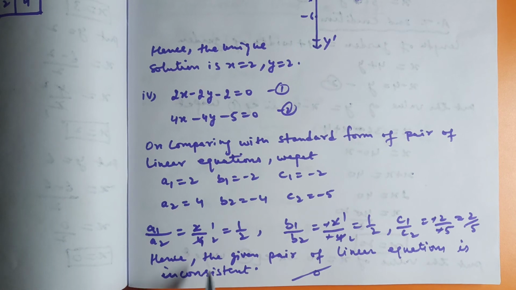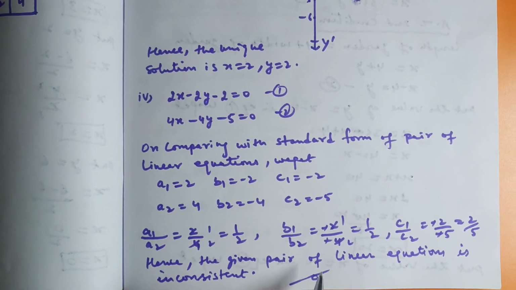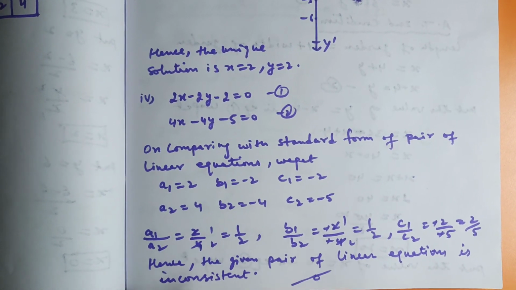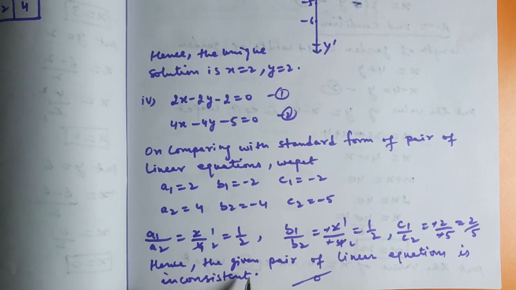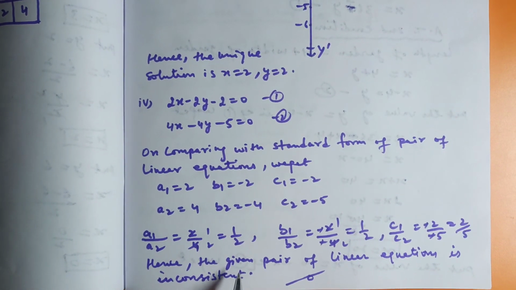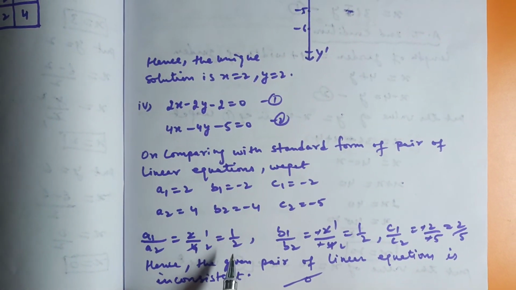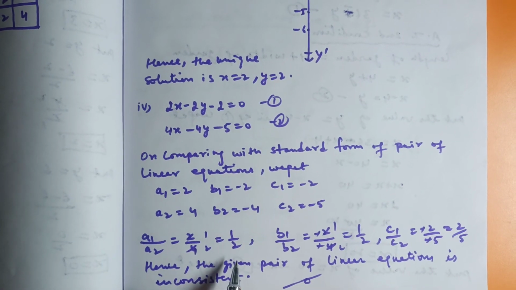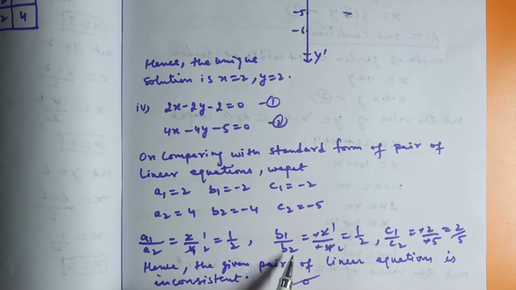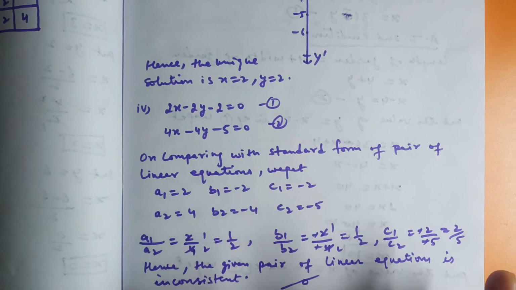Hence, the pair of linear equations is inconsistent. Why is it inconsistent? Because it has no solution. Therefore, a1 upon a2 equal to b1 upon b2 not equal to c1 upon c2.